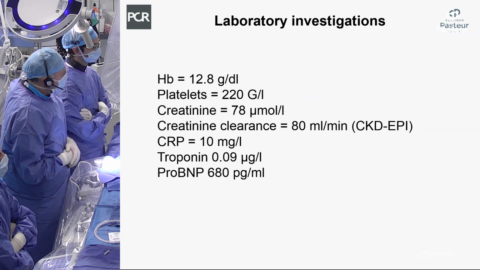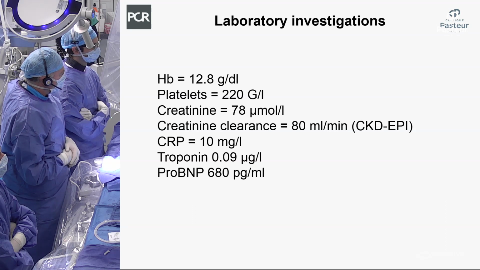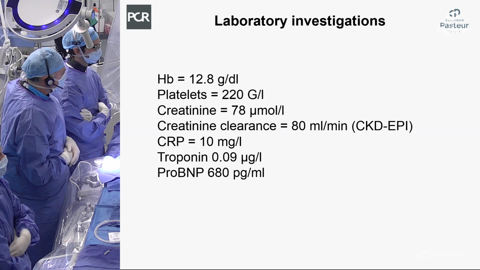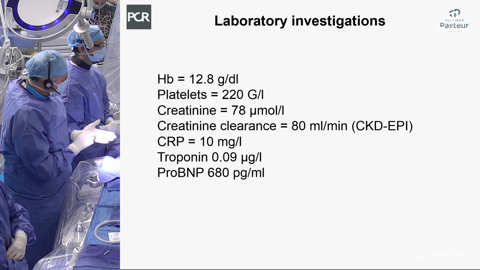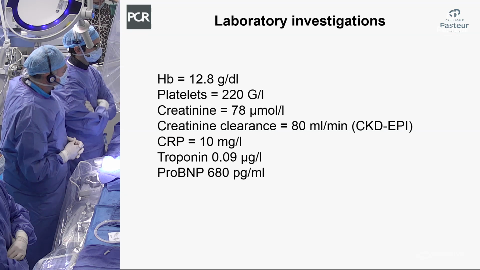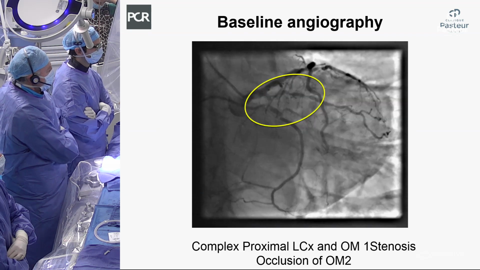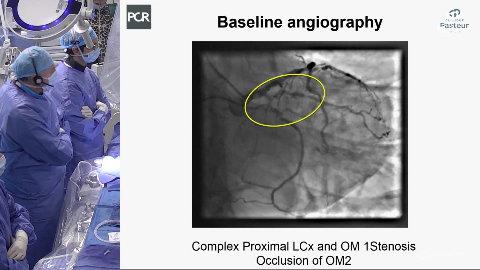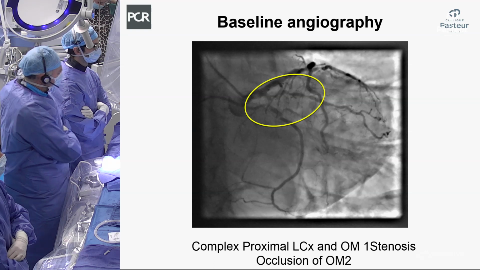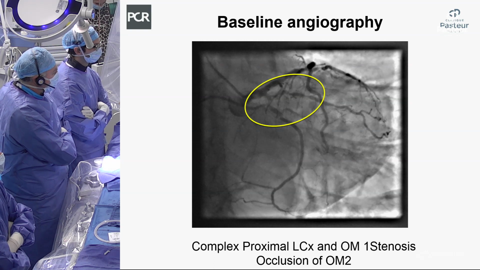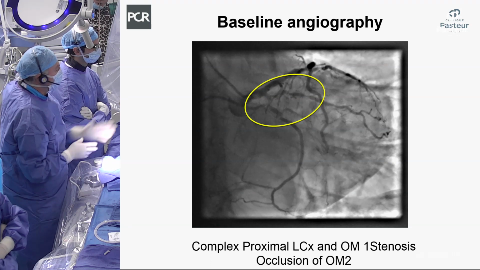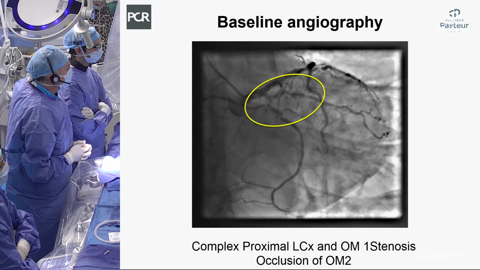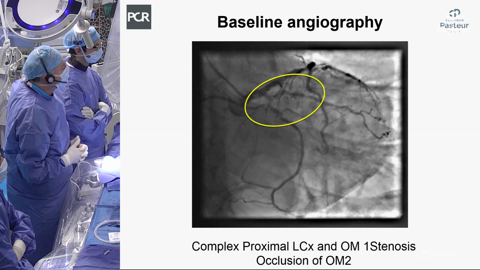So next, about the blood test, nothing special. You see that he has a normal renal function, a slight elevation of the troponin, and the proBNP remains in the normal range. So when we performed the angiography, there was a complex critical lesion at the level of the first obtuse marginal branch and the proximal circumflex, with also, but it's not clear on the view, the second marginal occluded.